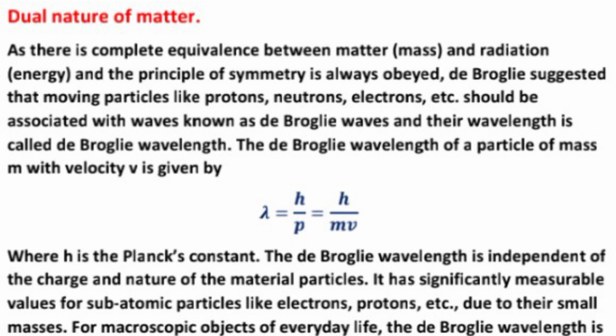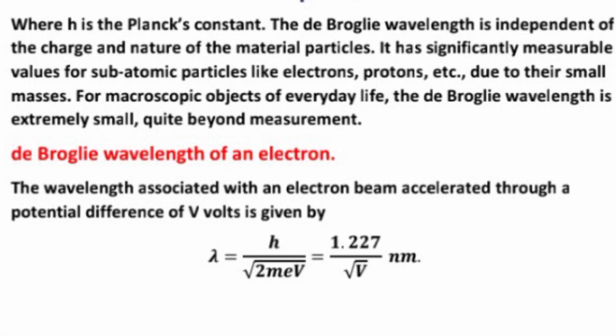Now, the de Broglie wavelength of an electron beam accelerated through a potential difference V is given by lambda equal to h upon square root of 2 m e V, and it will be equal to 1.227 upon square root of V nanometer.